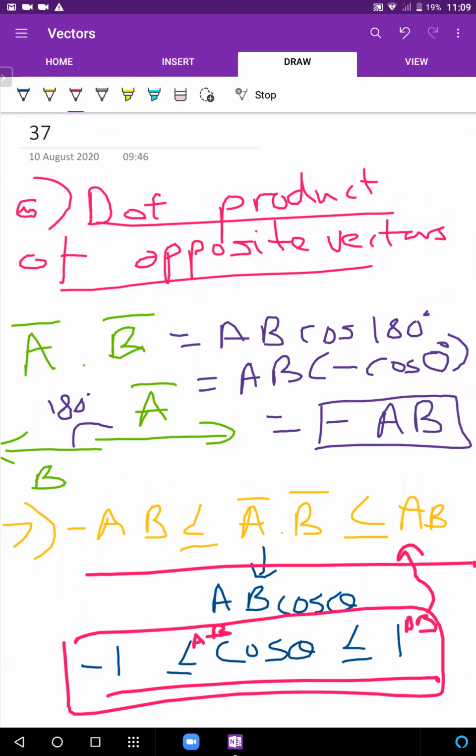Got it? A and B are not changing, only the angle is changing. As you change the angle, max value of this can be when cos theta is 1, so AB. And as you change the angle, minimum value of this will be when cos theta is -1, so minus AB. Right? Clear?